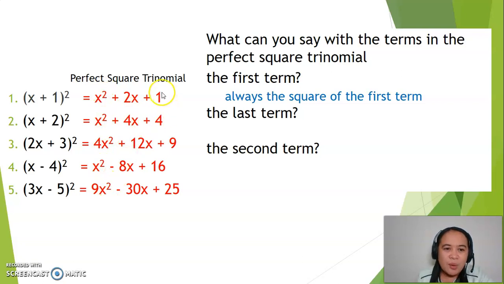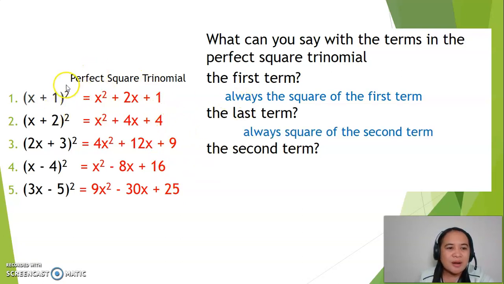Another one. What about the last terms in the trinomial? These are 1, 4. If this is 3, this is 9. If this is negative 4, this is 16. And if this is negative 5, this is 25. So the last terms here are basically the square of the second term here.